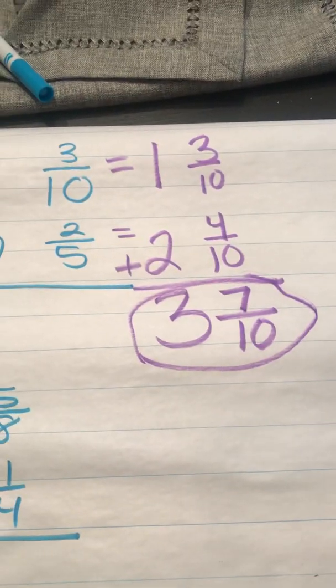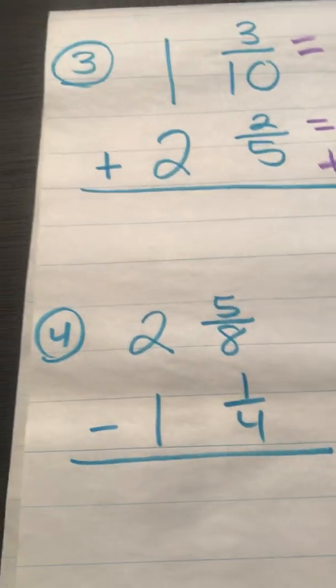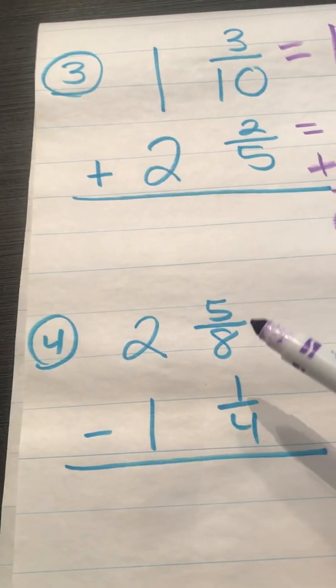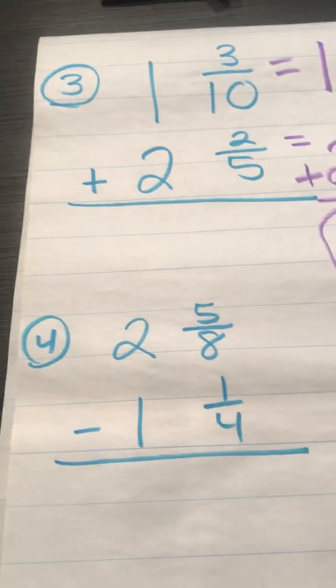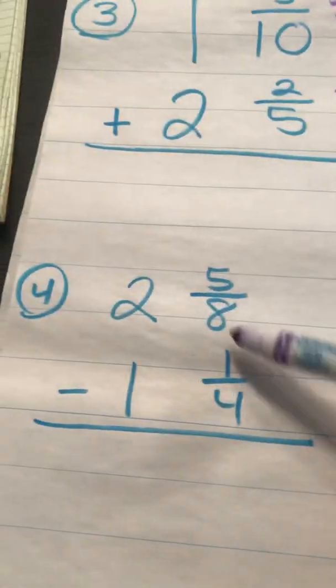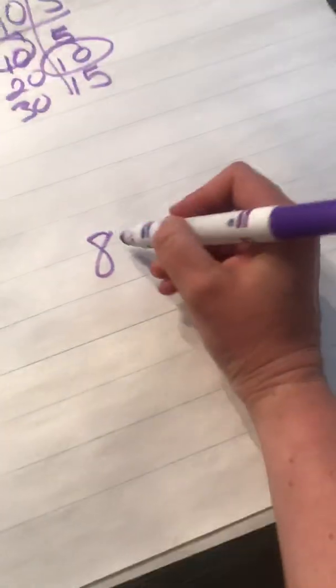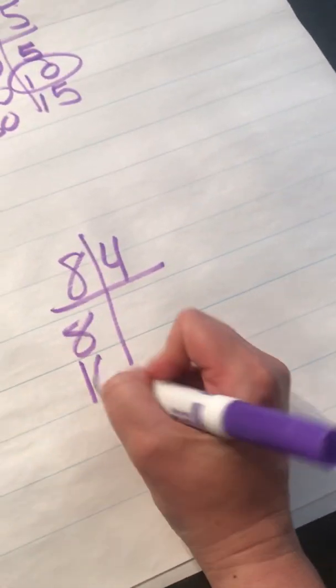Now let's do subtracting with mixed numbers. Once again, it's a mixed number because there's a whole number and a fraction. You'll subtract your fractions, then you subtract your whole numbers. Okay, I can't subtract. I need a common denominator because 8 and 4 are different. Go to your side, draw out your T-chart, or if you can do this in your head, go for it.